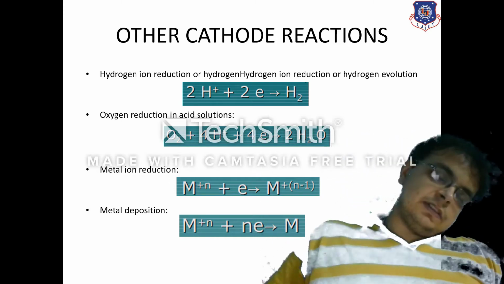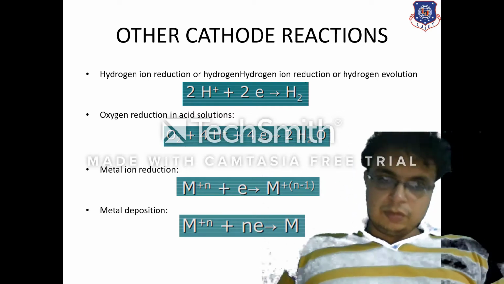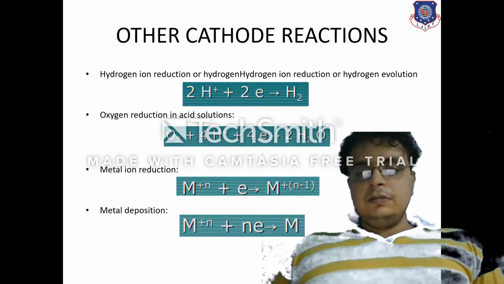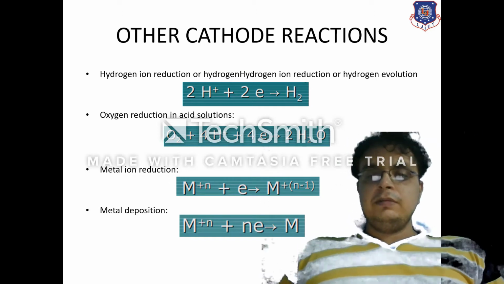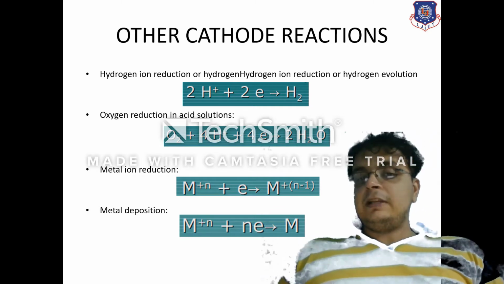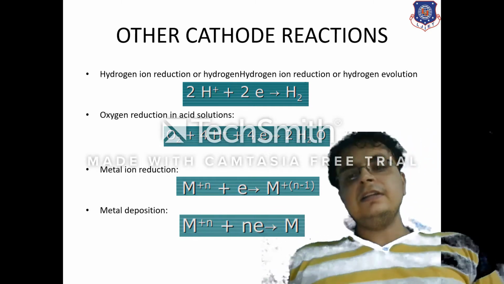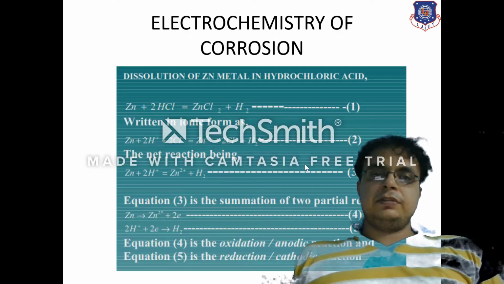Oxygen reduction will also take place, such as O2 plus 4H+ plus 4 electrons gives 2H2O. Metal ion reduction will give M^n+ plus e^- gives M^(n-1)+. Metal deposition will give M^n+ plus ne^- gives M. So these are some of the cathodic reactions.